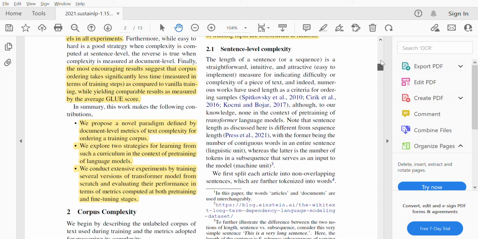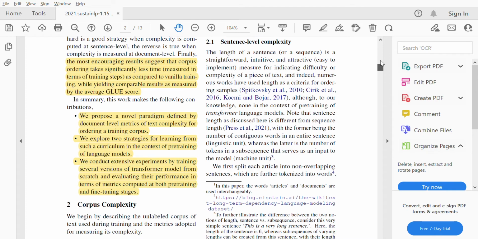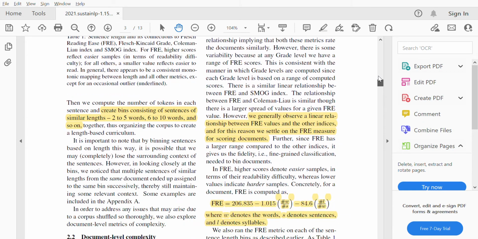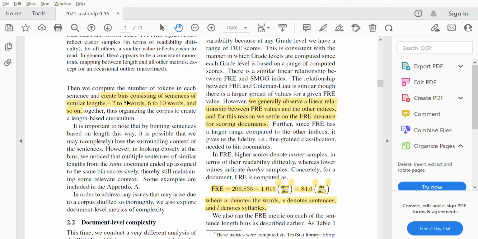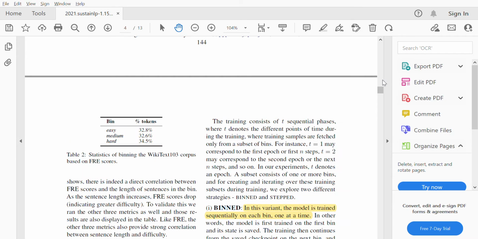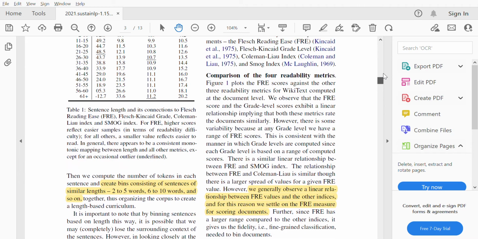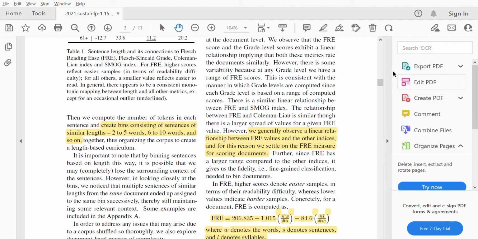So for sentence level complexity, like I said, at a very basic level, you can have it be the length of the sentence. That's pretty straightforward, and they do that: 2 to 5 words, 6 to 10 words, and so on. They have more information on that later, but what I think is more unique here is looking at document level complexity. You might remember from middle school there were these lexical reading groups, like reading at a 6th grade level, etc.